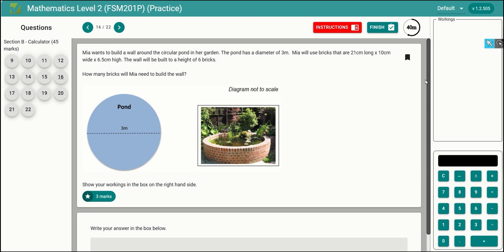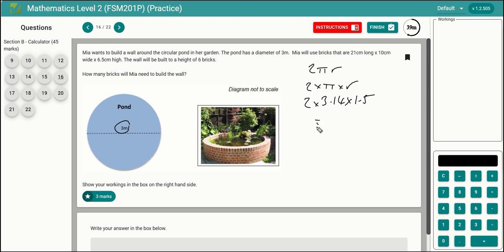Okay, so question 16. Mia wants to build a wall around the circular pond in a garden. The pond has a diameter of 3 meters, and she'll use bricks that have these dimensions, and the wall will be built to a height of 6 bricks. How many bricks will she need to build the wall? Okay, so if they're going right round the pond, then that is the circumference of the pond, and the formula for the circumference of a circle is 2 pi r, which is 2 times pi times the radius. We'll assume that we're going to use the usual 3.14 for pi. And what is the radius when the diameter is 3? Well, half of 3 is 1.5.